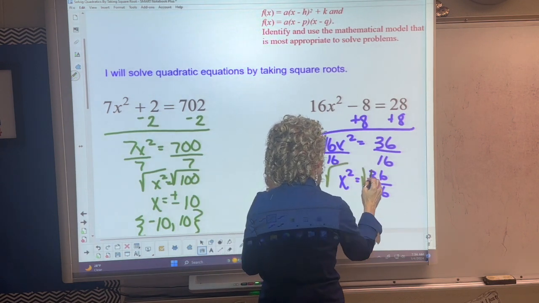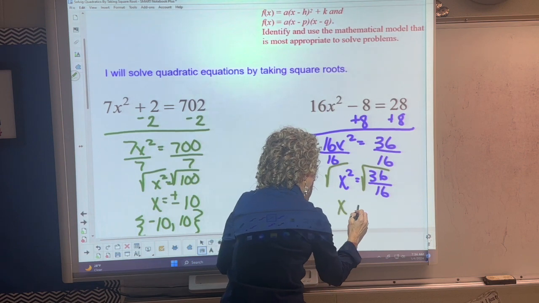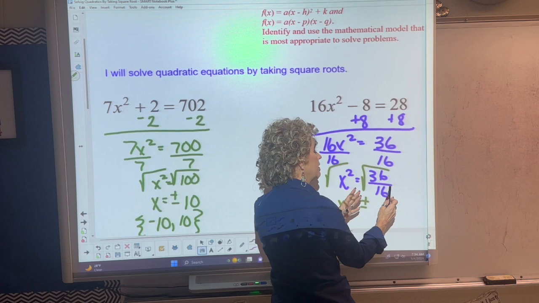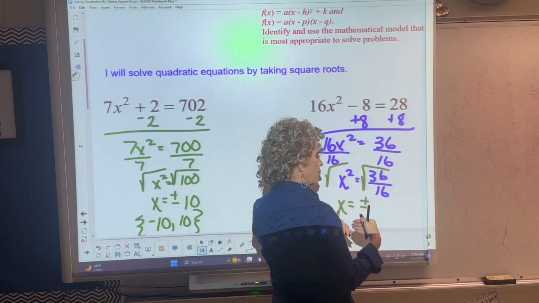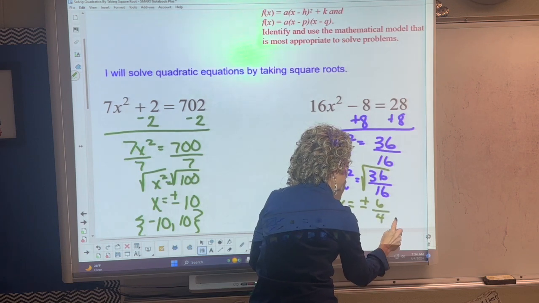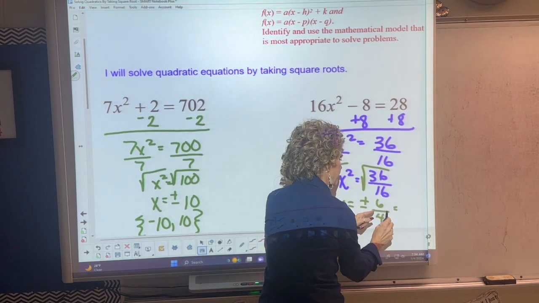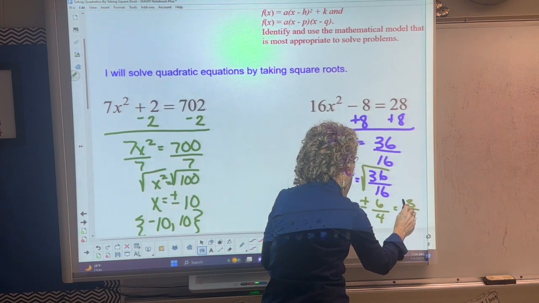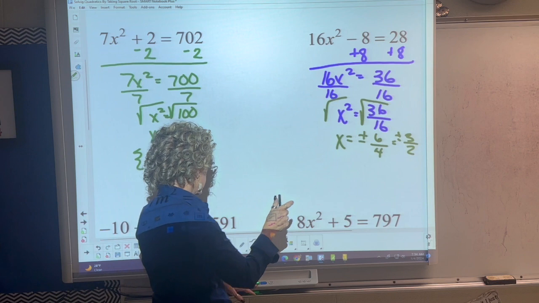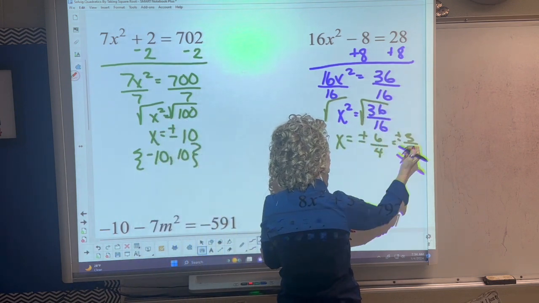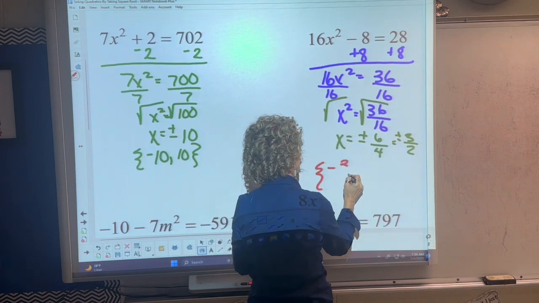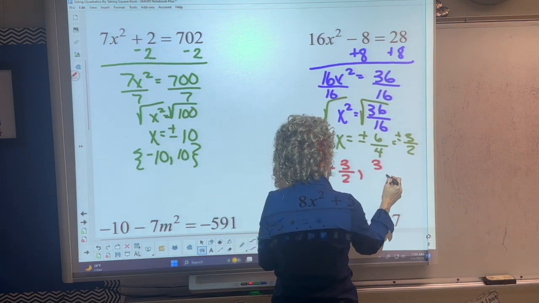You're going to take the square root of both sides. I'm telling you right now, x is going to be plus or minus. If I put this in my calculator, it's going to spit out 3 halves. But the square root of 36 is 6, the square root of 16 is 4, and this simplifies to 3 halves. So I would get a plus or minus 3 halves. I can do this in my head, and like I said, if you punch this in your calculator, you're going to get out 3 halves. It's going to spit it back out. So I have a negative 3 halves and a positive 3 halves.